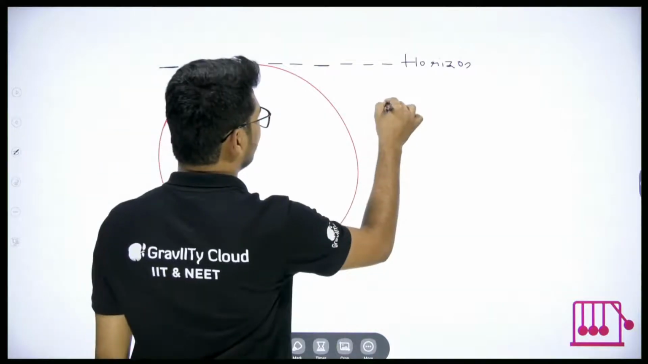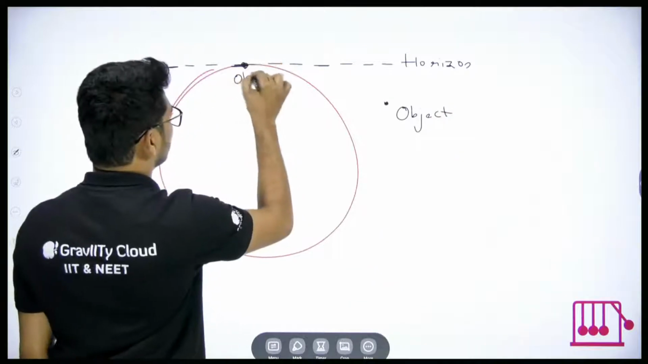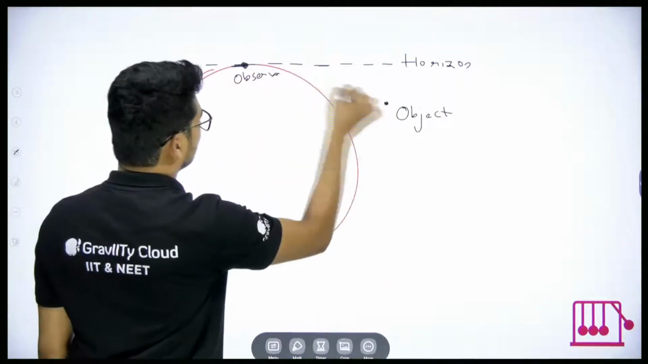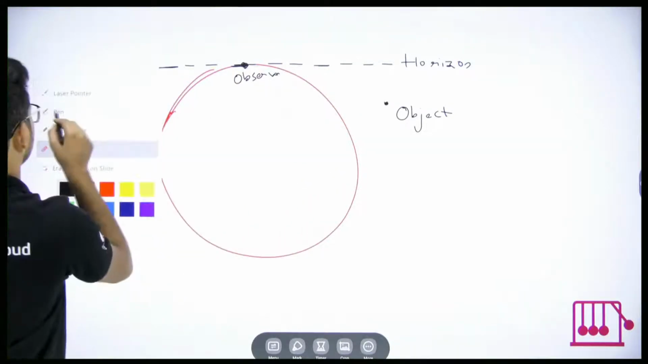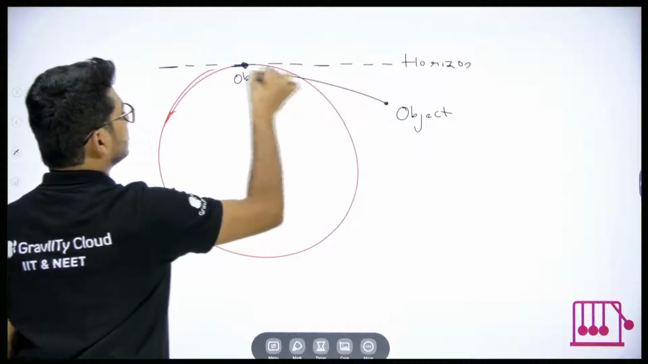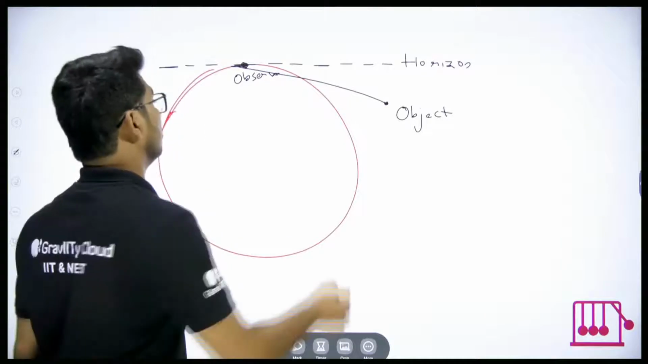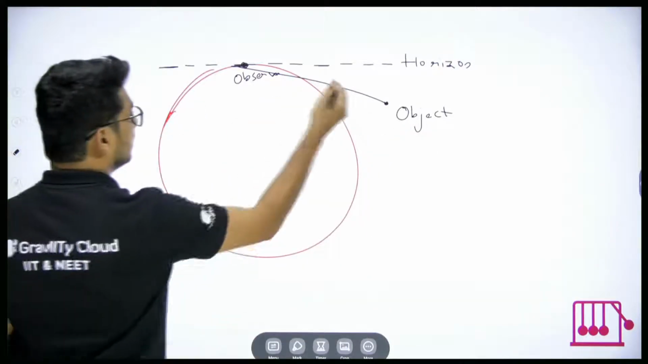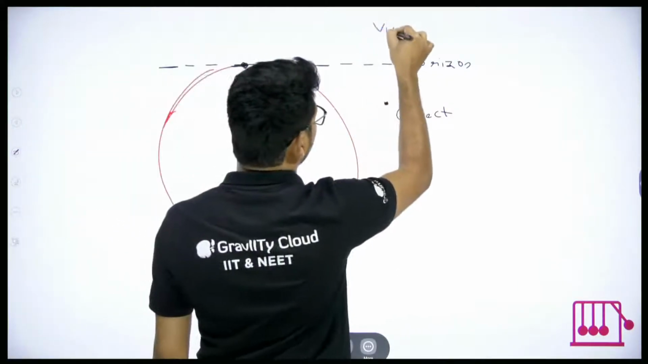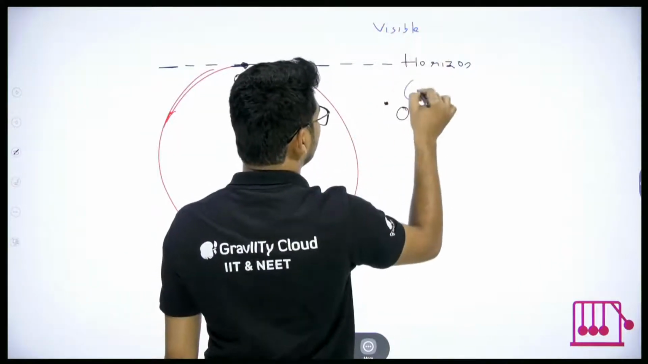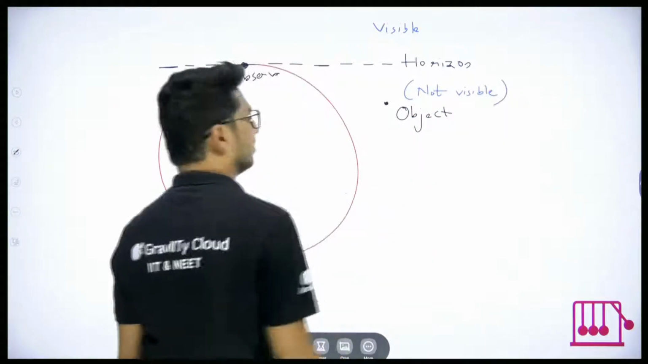Simple example. If I take an object here, from that object, light should reach the observer. See that? If you draw a straight line, obviously light travels along a straight line, that is the reason. See what happens. It gets blocked by Earth here, so this object will not be visible. Right? So, you can say above the horizon it is visible, below the horizon it is not visible. Okay? Obviously from the ground.